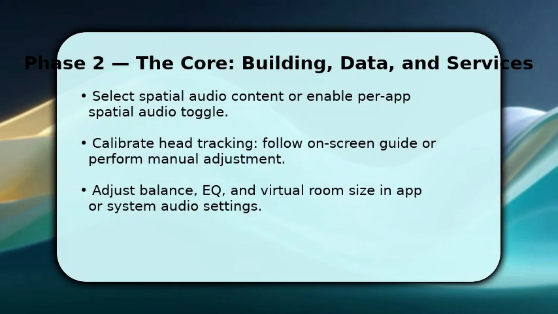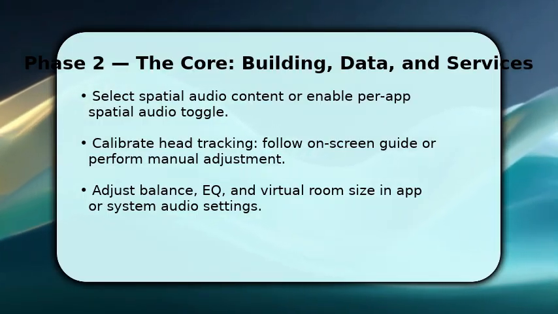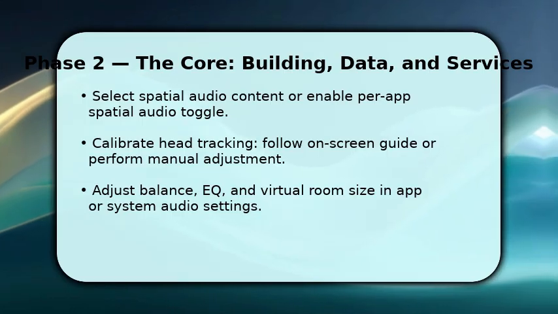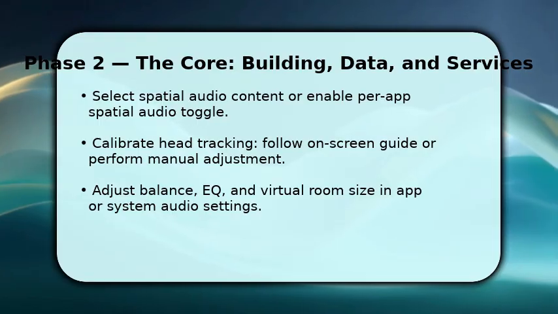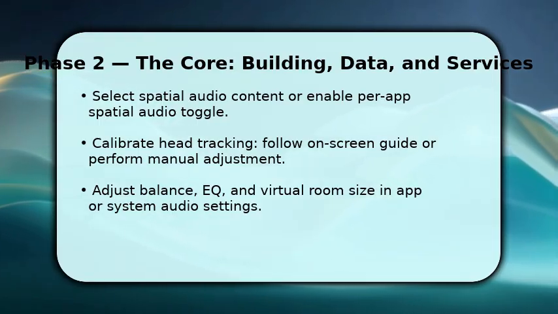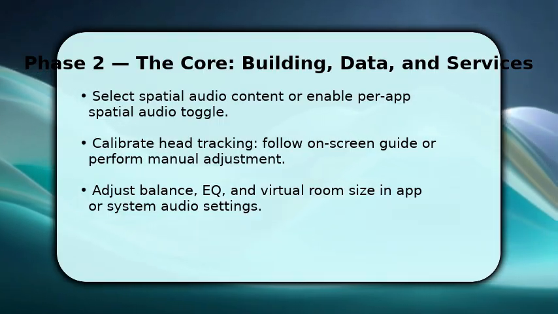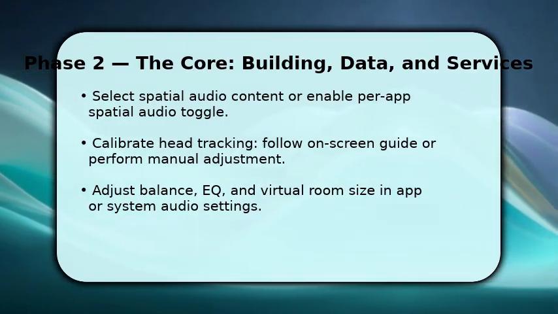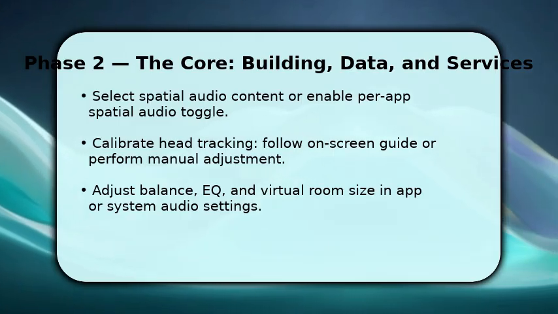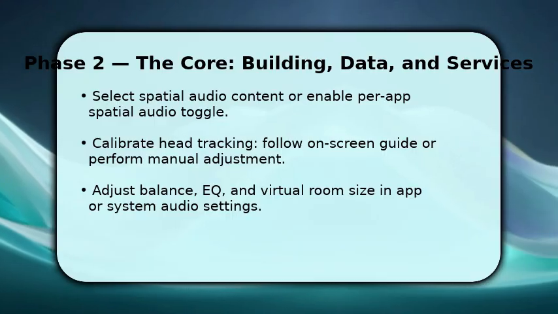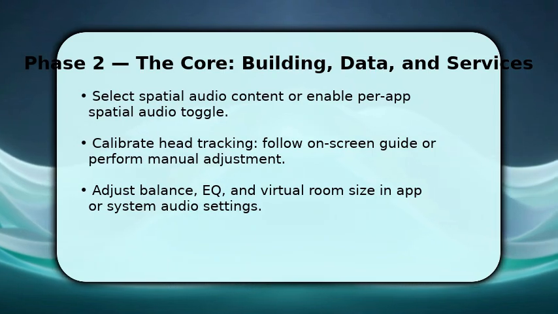Now you configure the media app and head tracking to align sound with your movements. Choose content encoded or marked for spatial audio, and turn on any in-app spatial toggle. Streamers often have separate settings. Then run the head tracking calibration. Keep your head still for prompts and follow rotation steps so the system maps your orientation. Make sure to set room size or distance parameters and tweak EQ or balance to reduce frequency masking. These middle steps convert raw spatial processing into a believable 3D soundstage.